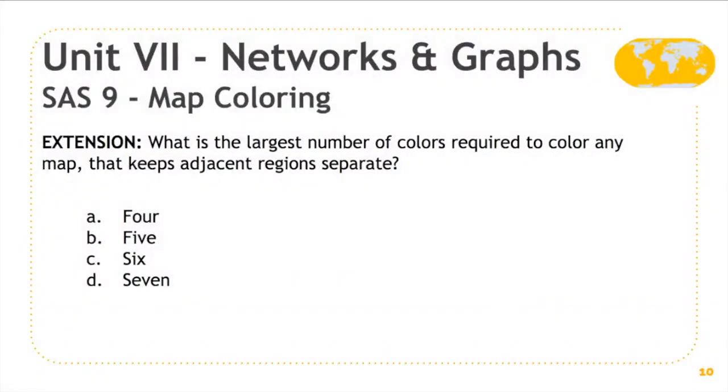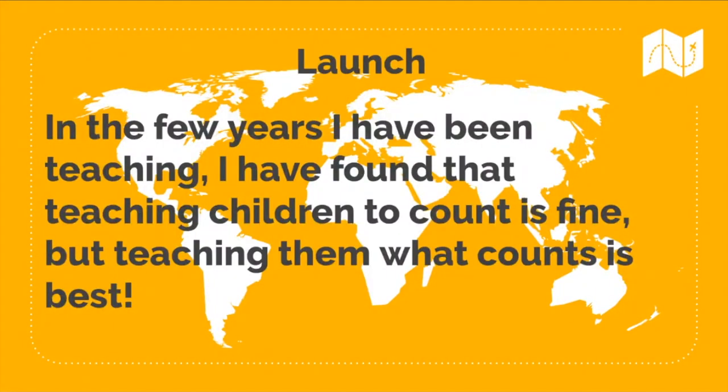What is the largest number of colors required to color any map that keeps adjacent regions separate? That's kind of a tough one, but if you think about it, there's a way to determine it, and it has to do with graph theory. You may not think that way, but in a minute, you're going to see exactly how it works, okay? So is it 4, is it 5, is it 6, or is it 7? I don't think it's as many as you think it is, so let's take a look. All right, I'm going to launch you on this, and then tomorrow we'll go a little bit further in depth into map coloring and using graphs to describe those map colorings.